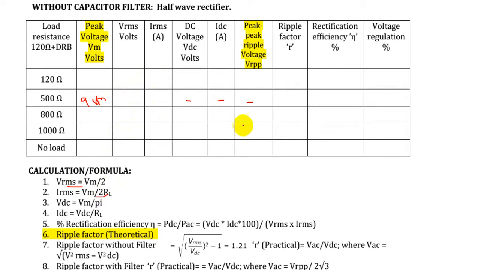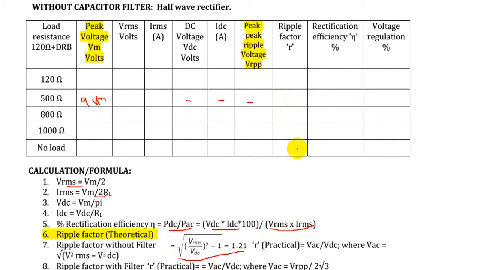Once it is calculated we can find out the efficiency. The efficiency formula is PDC by PAC. PDC is DC power, so VDC into IDC, whereas AC power is Vrms into IRMS. So use this formula and find out the rectification efficiency for different loads. Then for finding the ripple factor, go with the formula root of (Vrms by VDC) whole squared minus 1, and we can find out the ripple factor for all the loads.